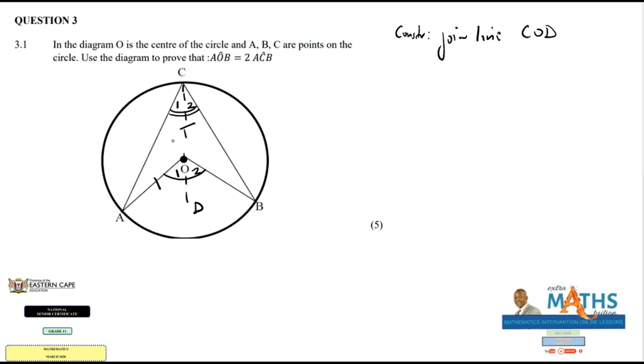Okay, guys. As we were constructing I hope you noticed that CO is a radius, which OA is also a radius. What can you remind me about radii is that they form an isosceles triangle, and then these two angles will also be equal. We'll use that to our advantage.